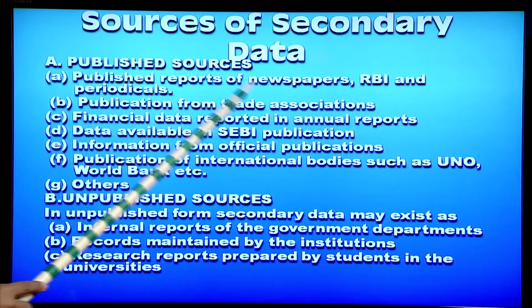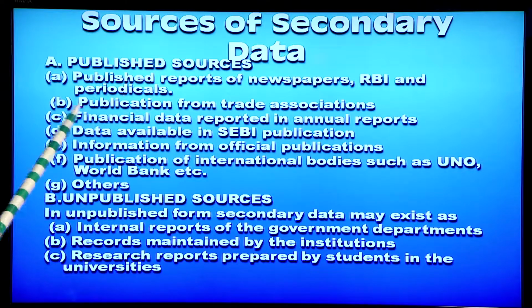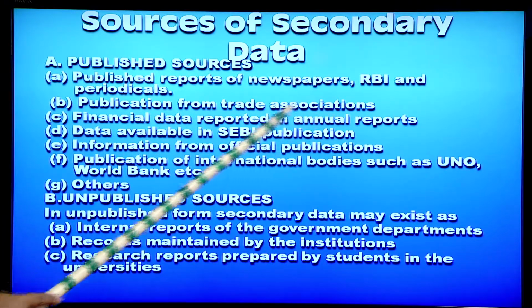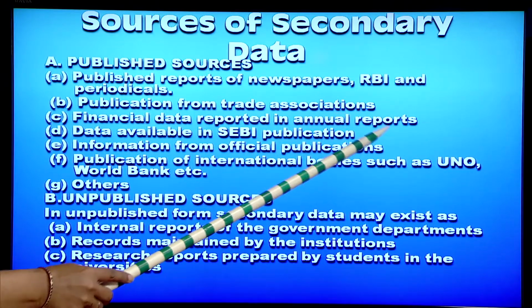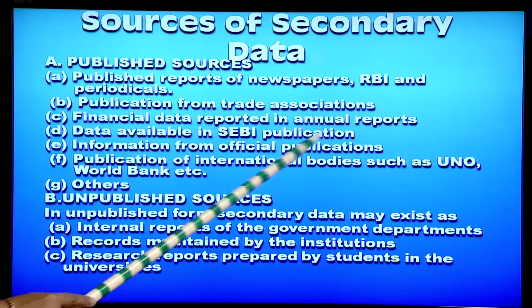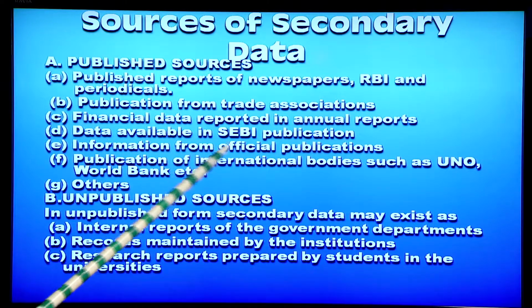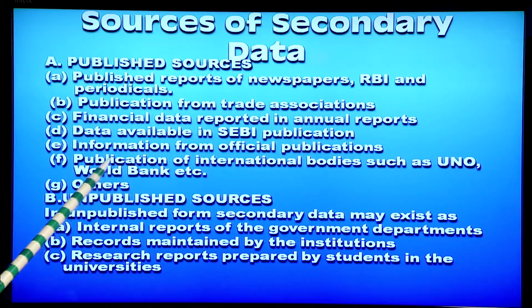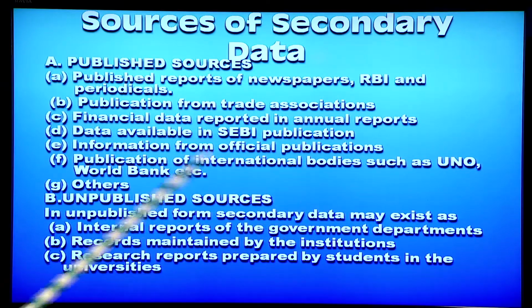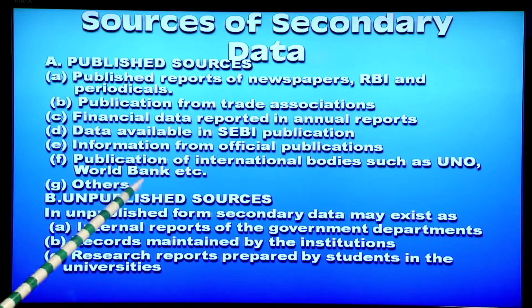First is published reports of newspapers, RBI and periodicals, publications from trade associations, financial data reported in annual reports, data available in SEBI publications, information from official publications, publications of international bodies such as UNO, World Bank, etc., and in economics we use a lot of information from these and all others. The unpublished sources are the internal reports by the government departments, records maintained by institutions, and research reports prepared by students in universities.